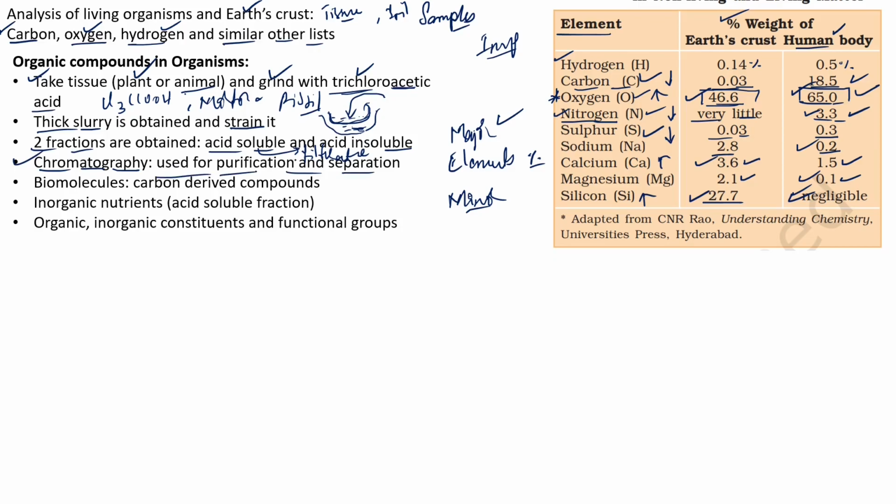There are many other techniques. For example, centrifugation is mainly used for separation but not for purification. Electrophoresis is also used for separation but not for purification. Remember, for both separation and purification we have a technique called chromatography, which is widely employed in various laboratories. Using this technique, we obtain the molecules present in living systems, called biomolecules.